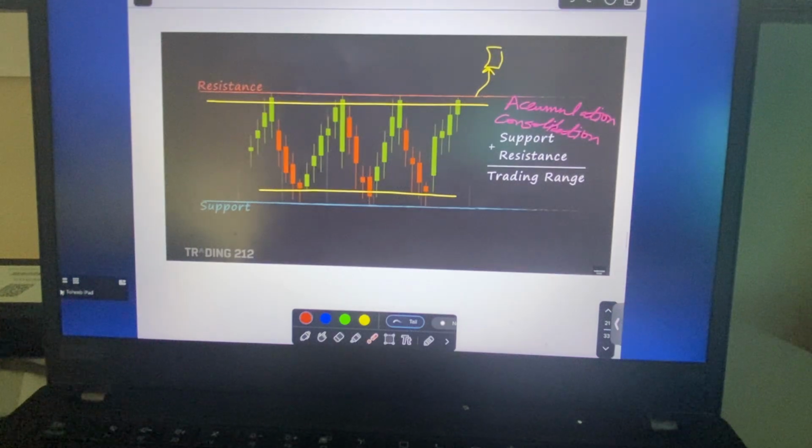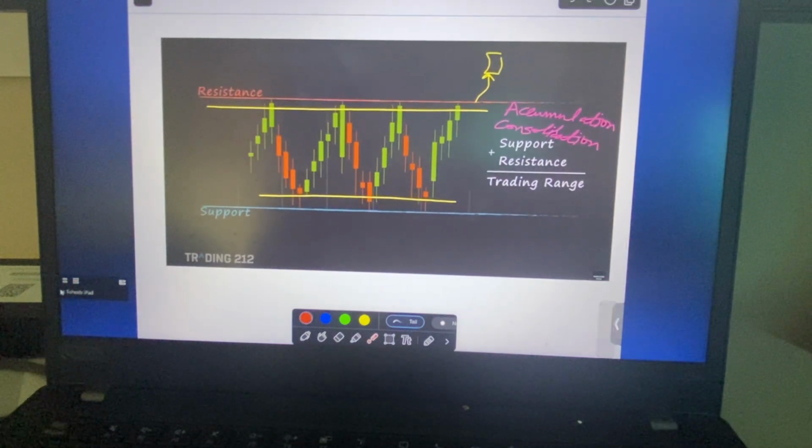Another thing to keep in mind is when the price bounces back and forth between resistance and support, this is called accumulation or consolidation. And this is very important when we get to the patterns. So just keep that term in mind. Accumulation and consolidation is when your price bounces back and forth between support and resistance and doesn't break out of that range. It just stays in this trading range.